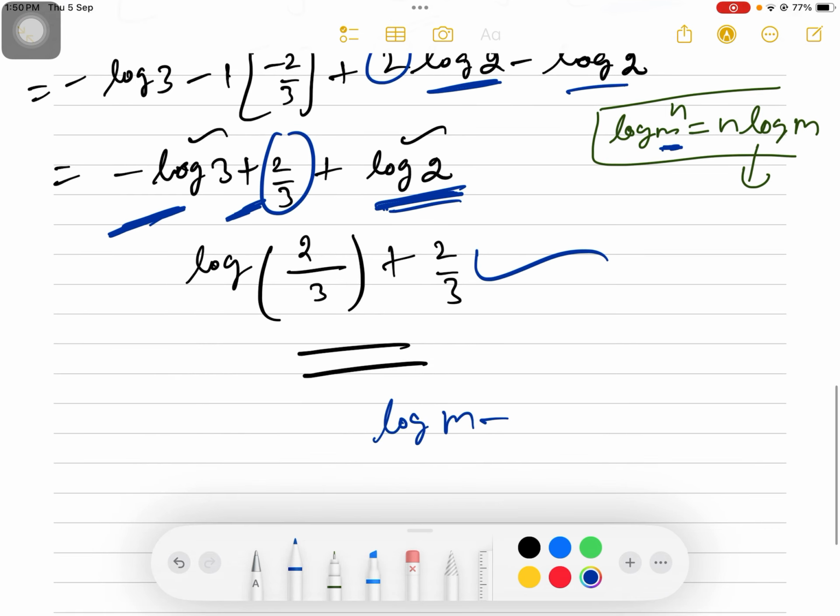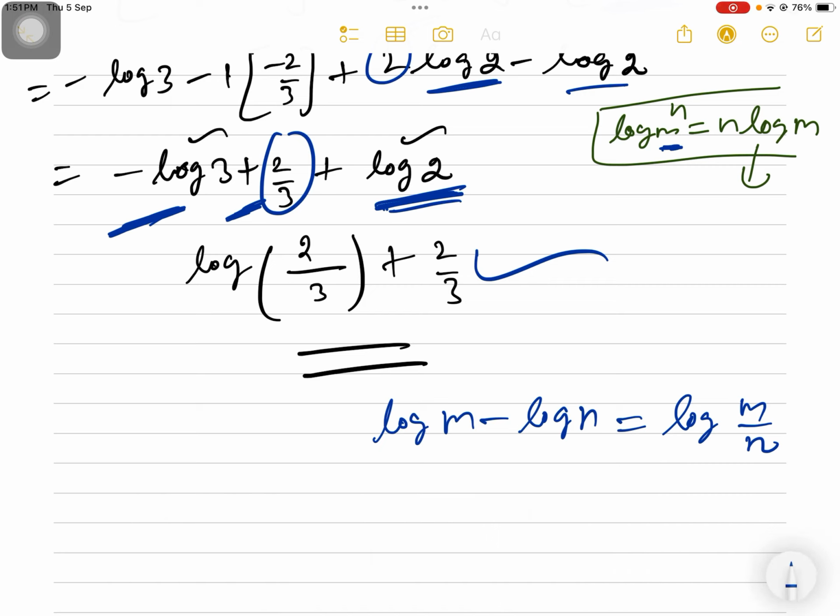So another property we have: log m minus log n will be log m by n. That only I used. So log of 2 by 3 plus 2 by 3 is our final answer.